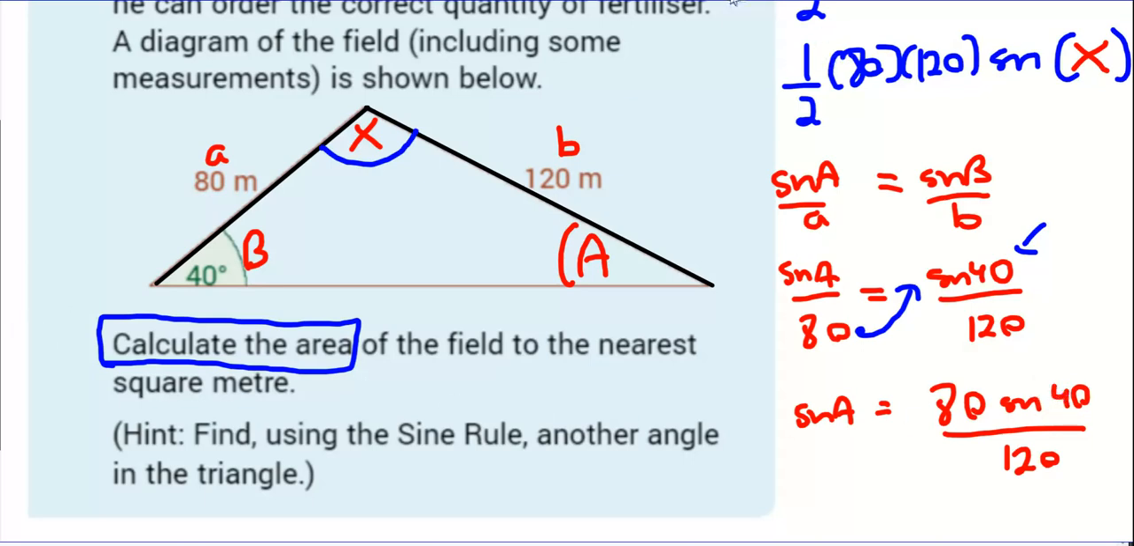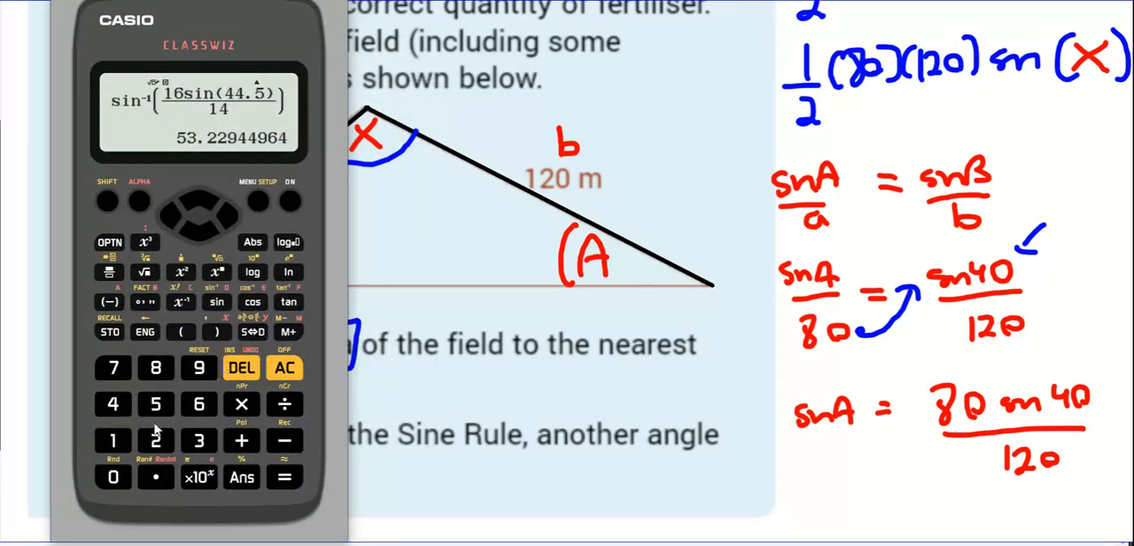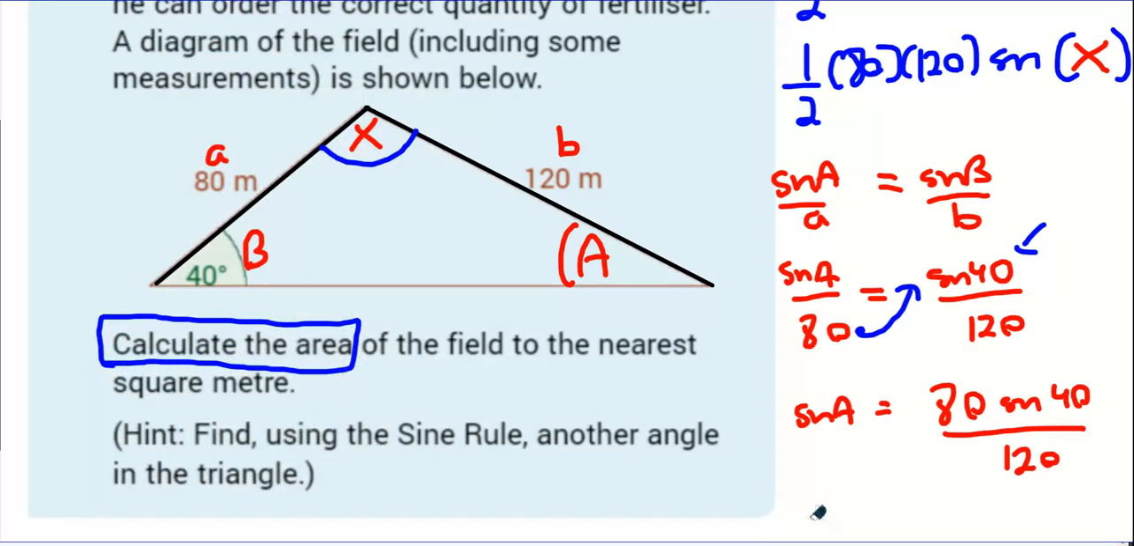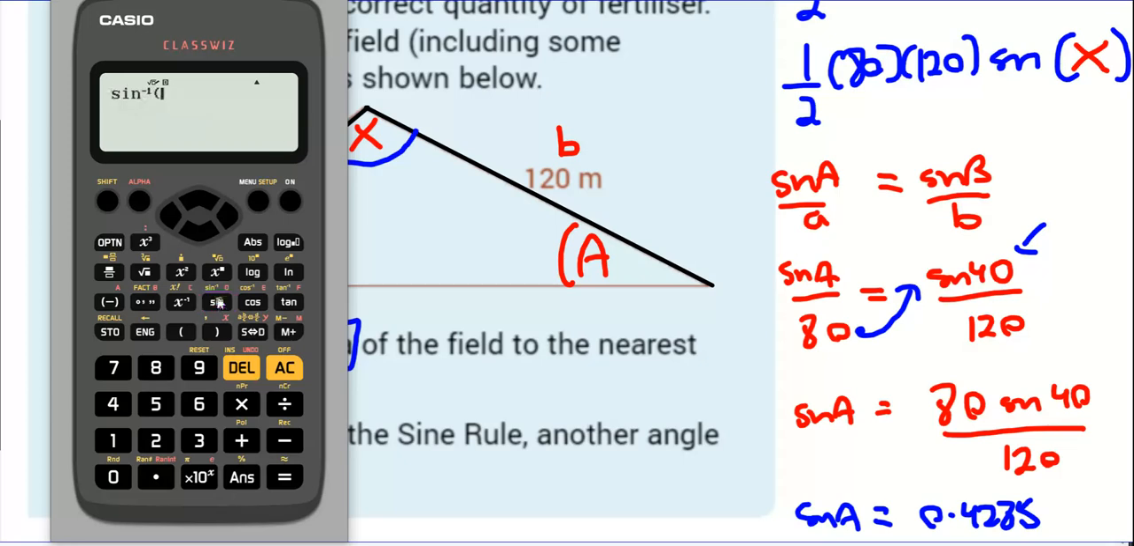Yeah, go on down. All right, guys, you throw all that into the calculator. 80 sine 40 all over 120. 0.4285. And you sine inverse that to get the answer. And what answer do we get, lads? When you sine inverse that? 25.3. Yeah, or 25.4 if it rounds off.